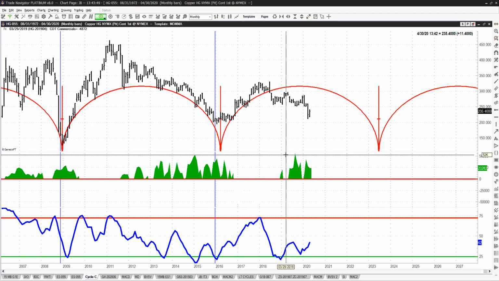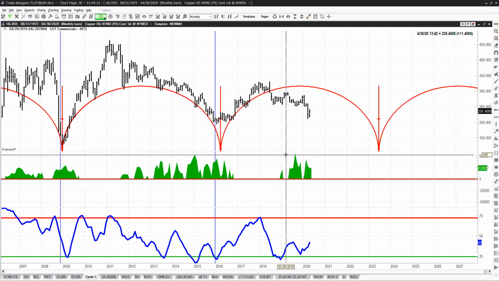So who are these commercials? These are primarily end users. So who's the end user of copper? Wire manufacturers, heavy equipment manufacturers, and most of all, China. So basically what it's saying is this: China is taking advantage of these relatively low prices in copper, and sometime over the next year or so, we're going to see a big up move.